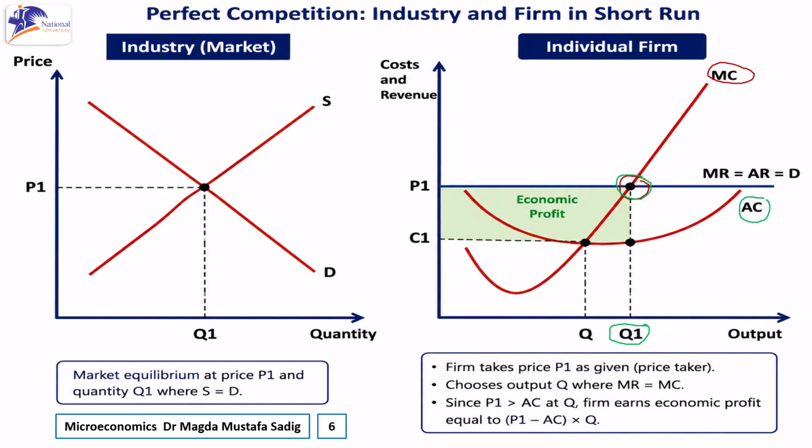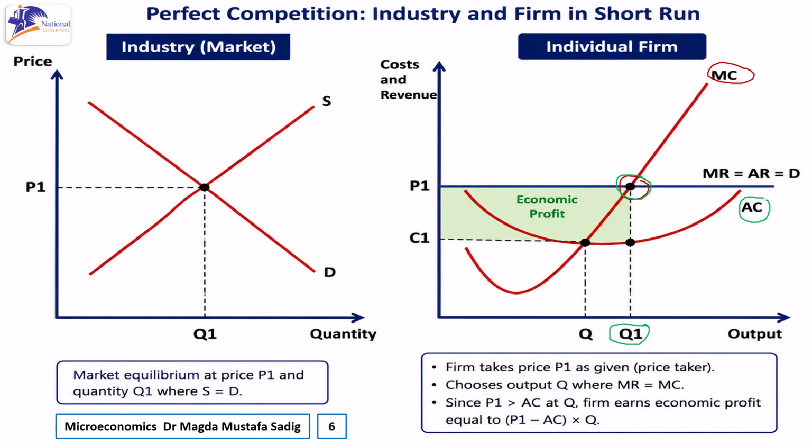And the light blue area from the cost C1 up to price P1 is called the economic profit. By economic profit, we mean total revenue minus total cost. And the cost here includes even the opportunity cost.